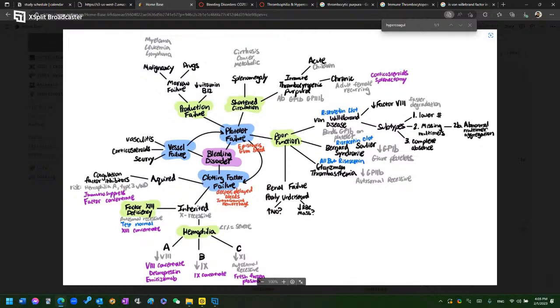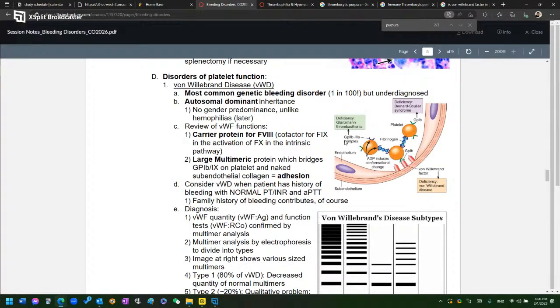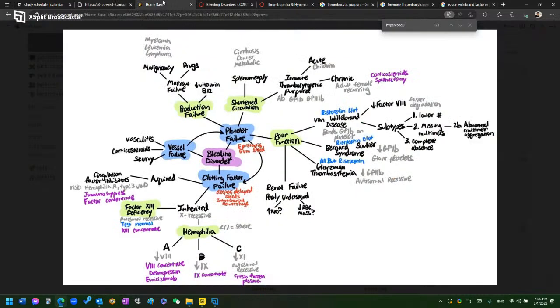Glanzmann has no friends. Bernard-Soulier is a wanderer, right? That's why he has two names, Bernard and Soulier, because he just goes around to different places. People know him. That's how I'm going to remember this, right? The man with two names versus the man, or woman, I don't know, who has no friends. So those are these. Glanzmann, Bernard-Soulier, von Willebrand's. Those are our three big guys.